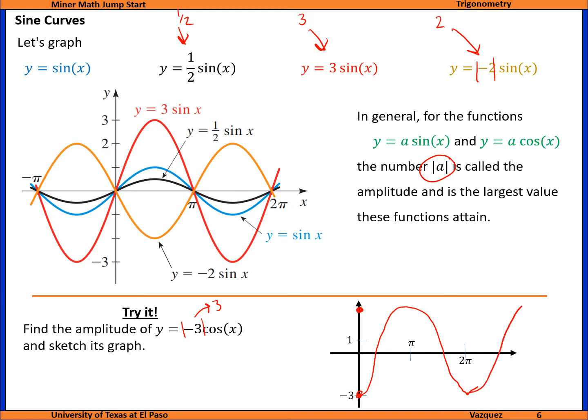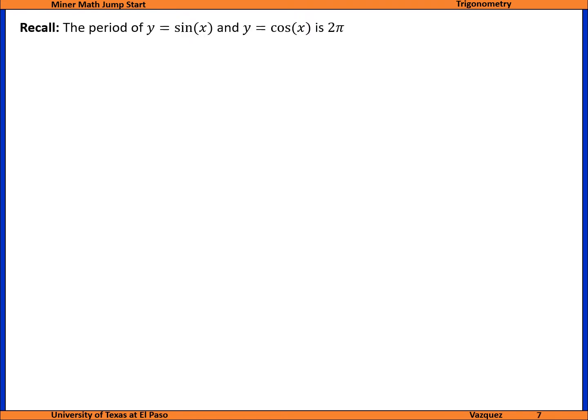From here, we keep going on, so on and so forth. So this is amplitude. What's next is what we call the period. And this is actually the last slide.